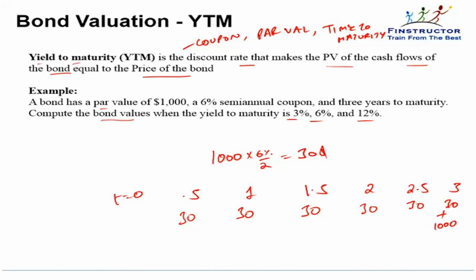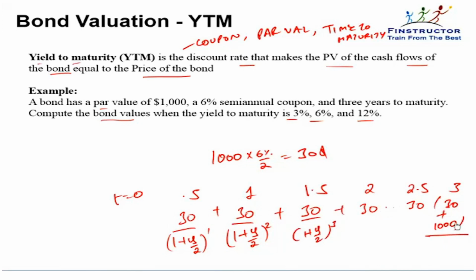Each of these cash flows will be discounted back by a semi-annually compounded rate that is called the yield to maturity. So for the first cash flow, there is one 6-month period. So it will be discounted back by 1 plus y by 2 to the power 1. For the second cash flow, it is coming 2 semi-annual periods away. So it will be discounted back by 1 plus y by 2 to the power 2, 1 plus y by 2 to the power 3, so on and so forth. The last 2 cash flows, that is the coupon as well as the principal repayment, will be discounted back by 1 plus y by 2 to the power 6.